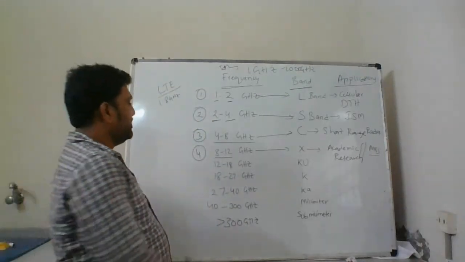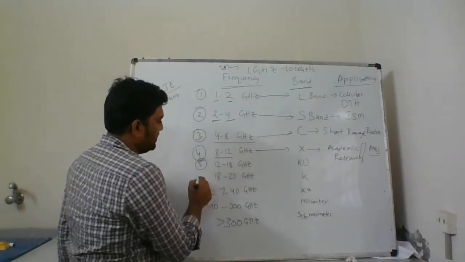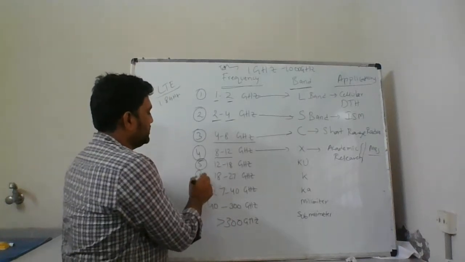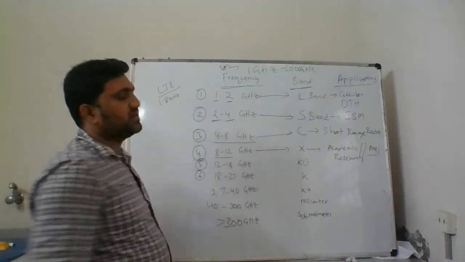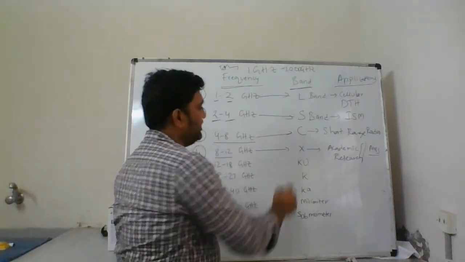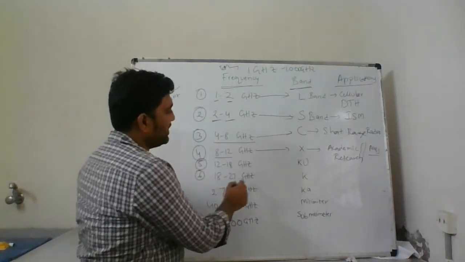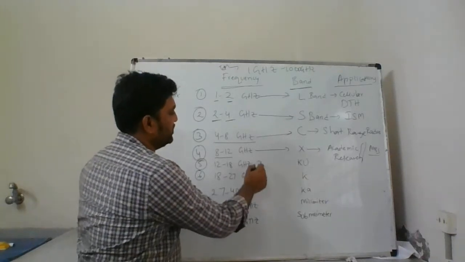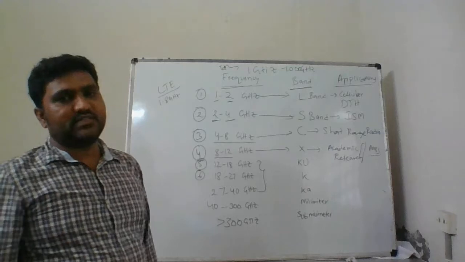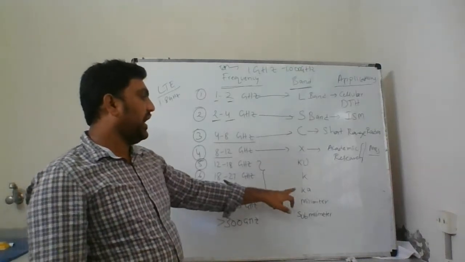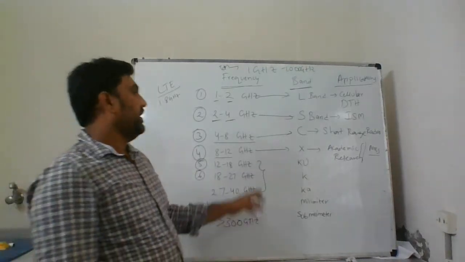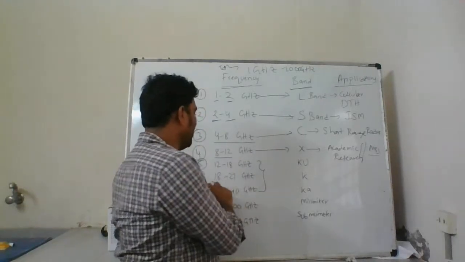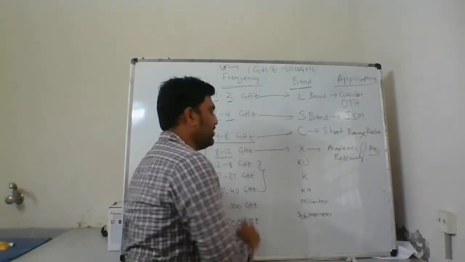Then the next three bands that we have: the 12 to 18 gigahertz band, which is called the Ku band, the 18 to 27 gigahertz band, which is the K band, and the 27 to 40 gigahertz band, the Ka band. So these three bands are Ku, K, and Ka: 12 to 18, 18 to 27, and 27 to 40.